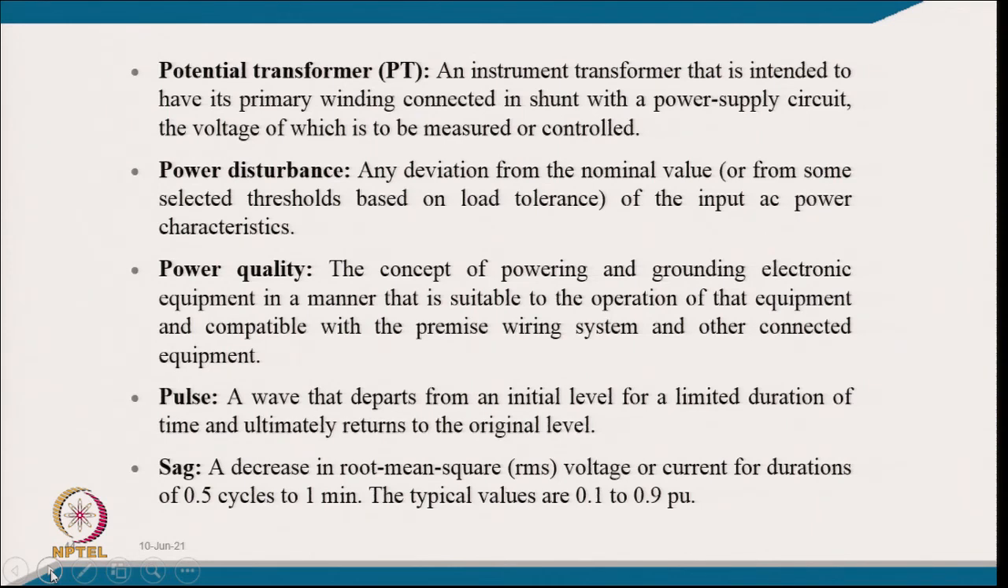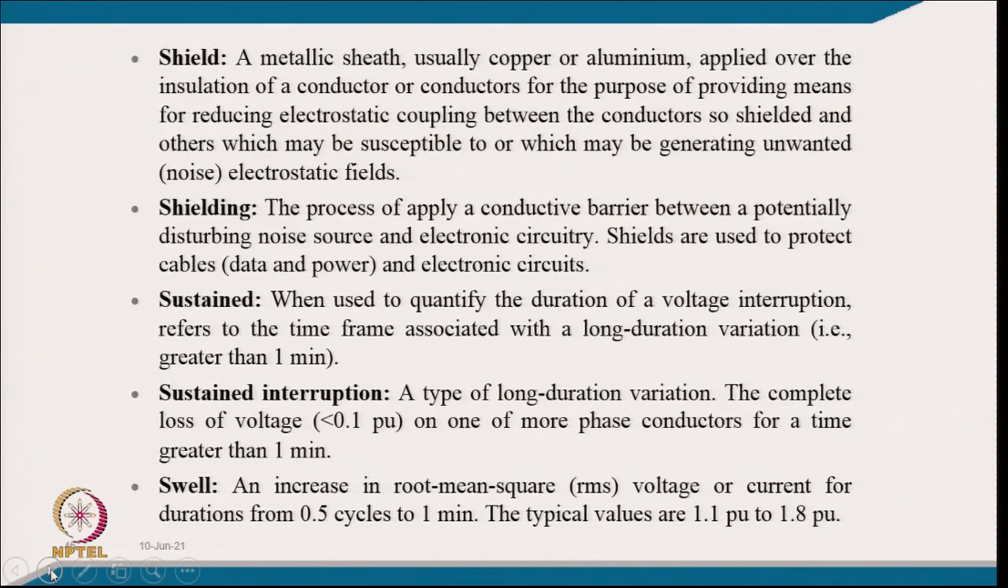Sag, a decrease in RMS value of voltage from 0.5 cycle to 1 minute, and typical values 0.1 to 0.9 per unit. Shield, a metallic sheath, usually copper or aluminum, applied over the insulation of a conductor or conductors for the purpose of providing a means for reducing electrostatic coupling between the conductors so shielded and others which may be susceptible to, or which may be generating, unwanted noise or fields.